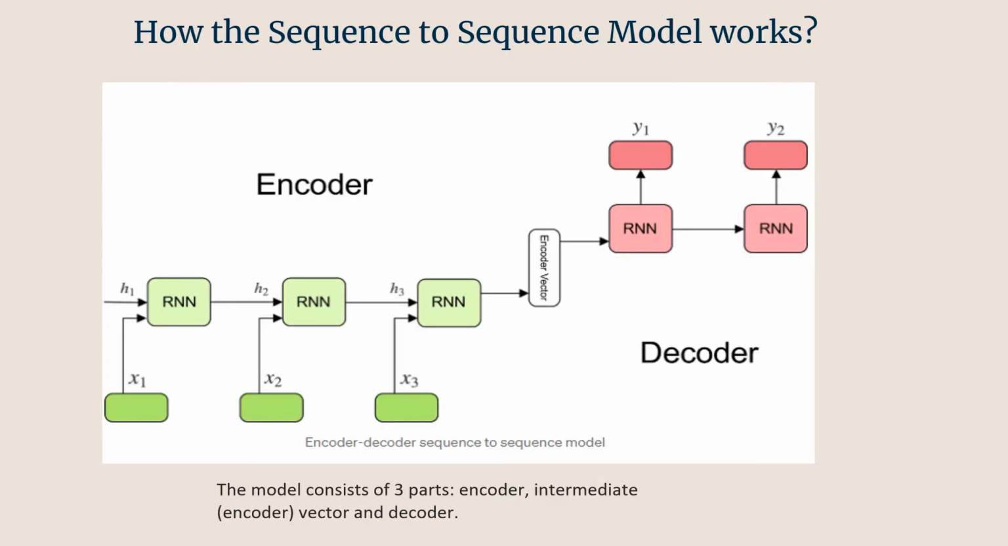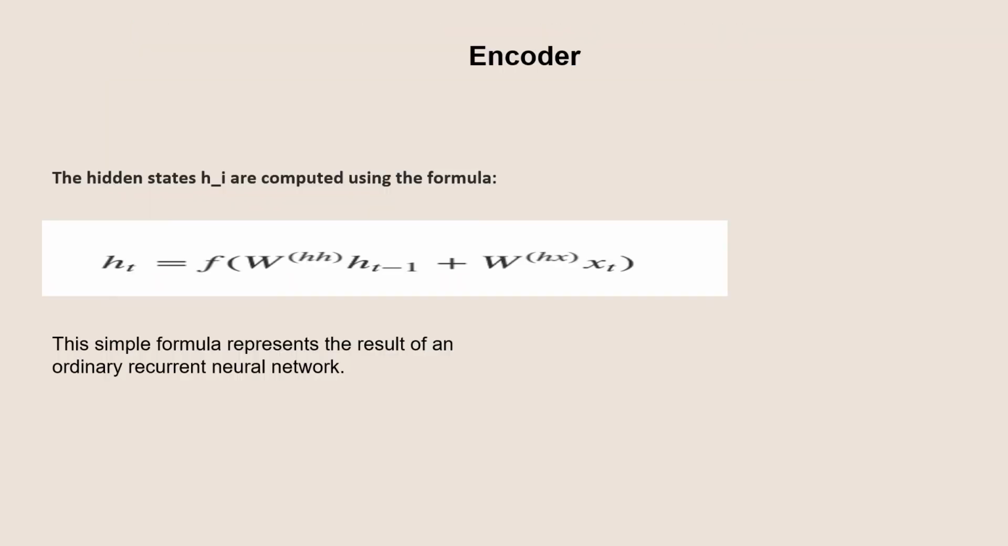So now, how does the sequence to sequence model work? In the following figure, this model consists of three parts: encoder, encoder vector, and decoder. Encoder is a stack of several recurrent units where each accepts a single element of the input sequence. It collects information for that element and propagates it forward. In a question answering problem, the input sequence is a collection of all words from the question. Each word is represented as xi, where i is the order of that word. Here, by using this formula, we can calculate the hidden states. This simple formula represents the result of an ordinary recurrent neural network.